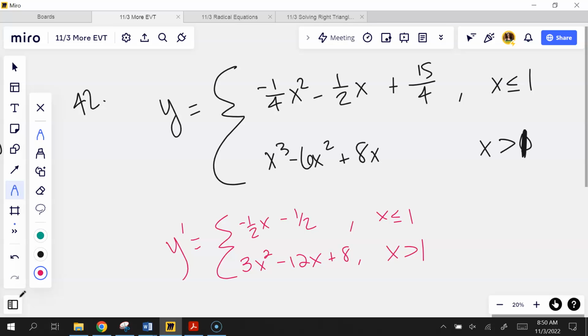My first question to you is, is this function even continuous at 1? How do I know? You got to plug in and see, right? I need to plug in 1 to each of these and see if it works, because these are polynomials. So you tell me, is it continuous, yes or no? It doesn't look like it would be.